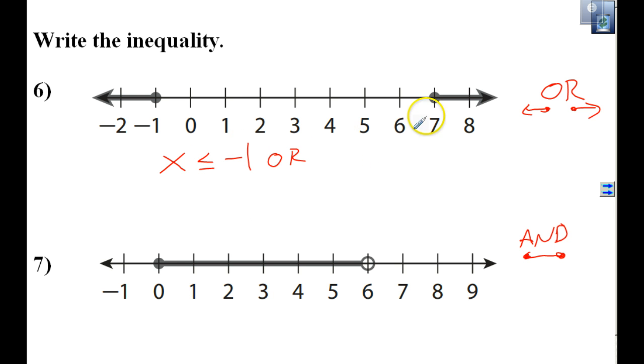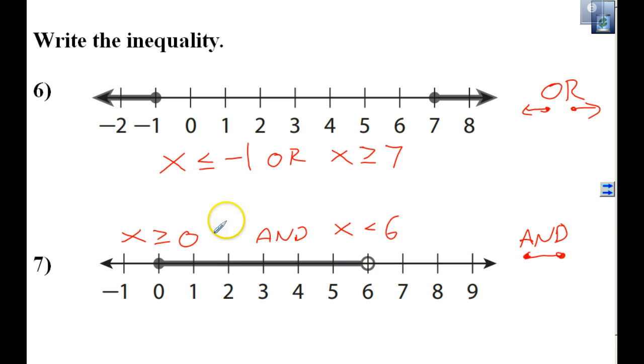On the right-hand side, the bigger one, use the same variable, and what do we got? x greater than or equal to 7. And below, x greater than or equal to 0, and x less than, just less than, because it's an open circle, 6.